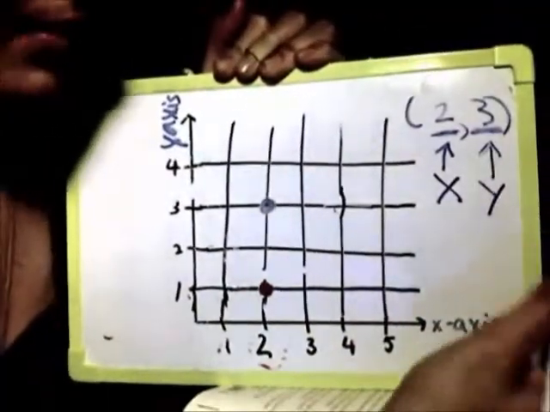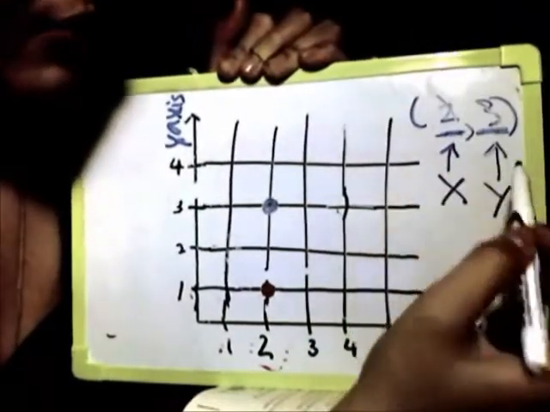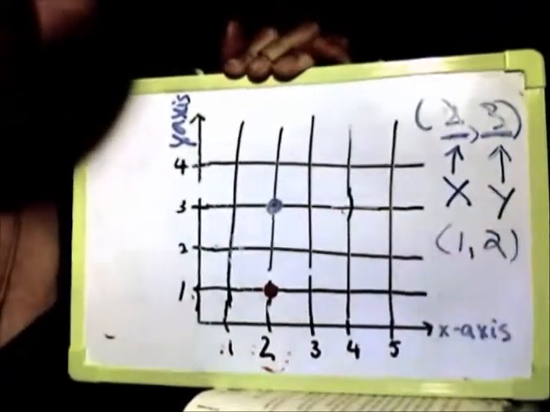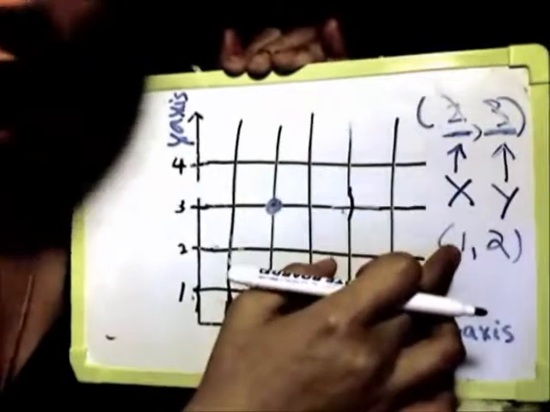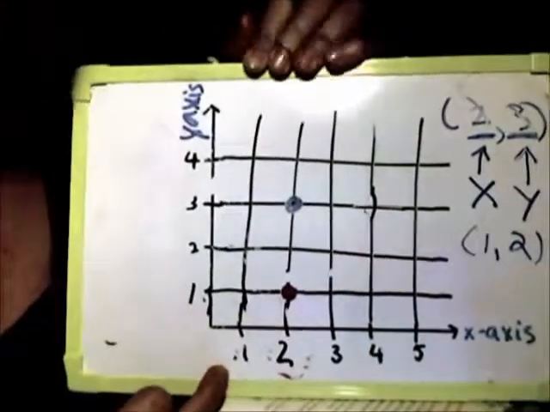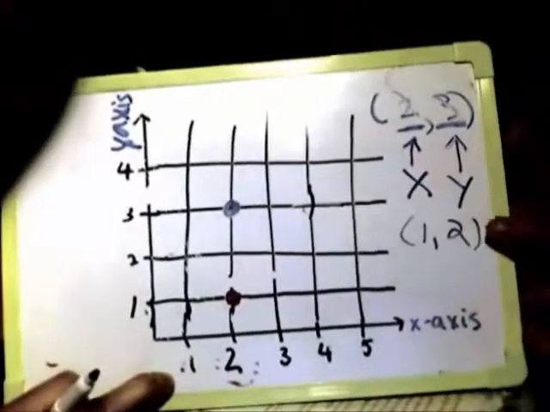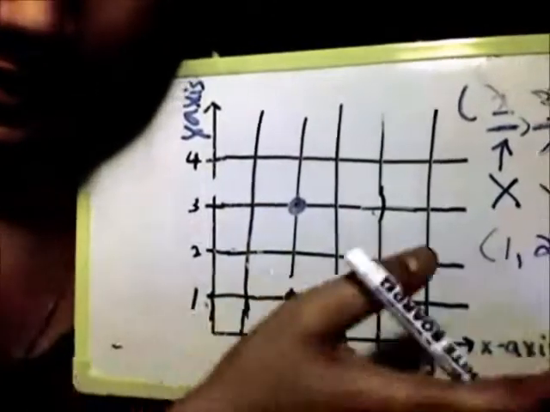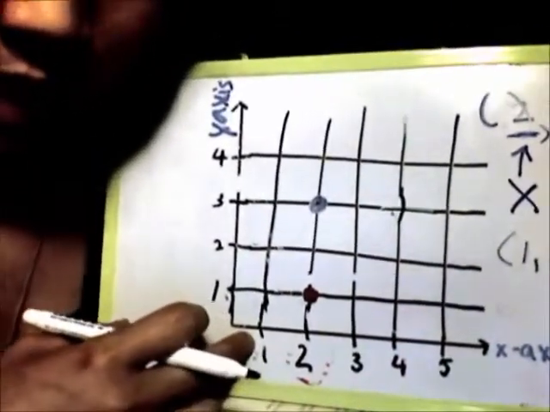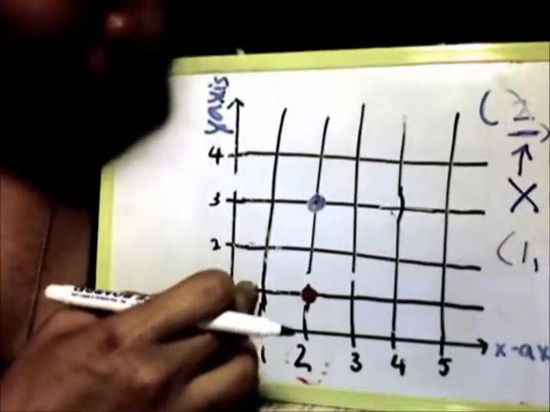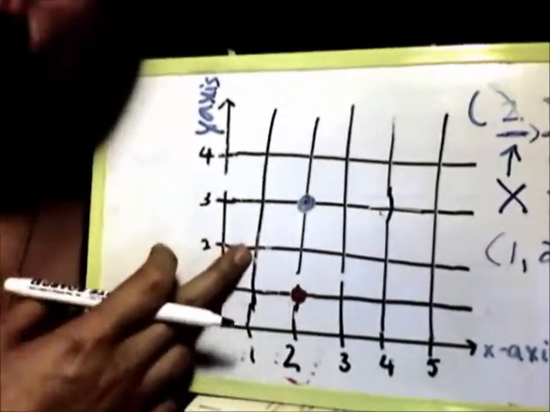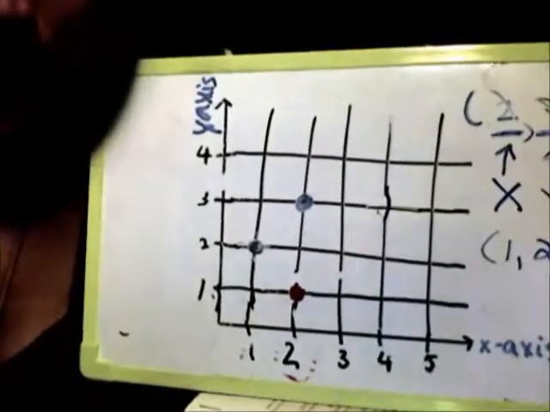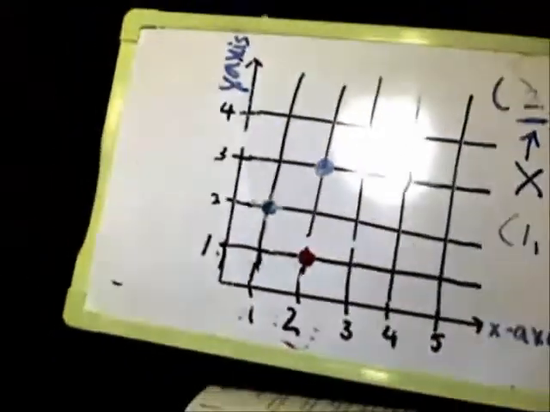If I told you, for example, to find 1, 2, first you're going to find 1 on the x, which is here, and you're going to find 2 on the y, right? You found the 1 on the x-axis. This is the x-axis. This is the 1. And you have to go up until you hit 2. Oh, there's 2 on the y-axis. So that's where the point is going to be. You understand? So hopefully that made some sense.